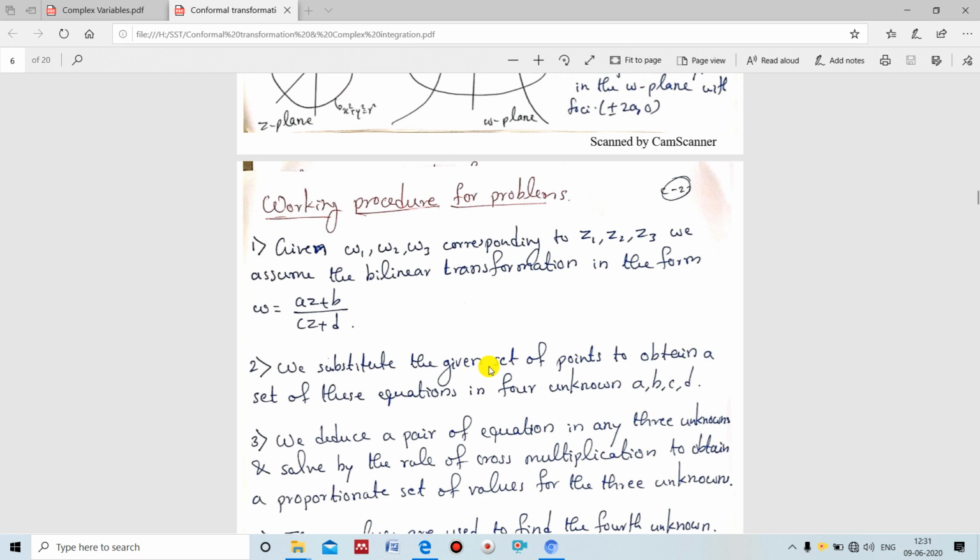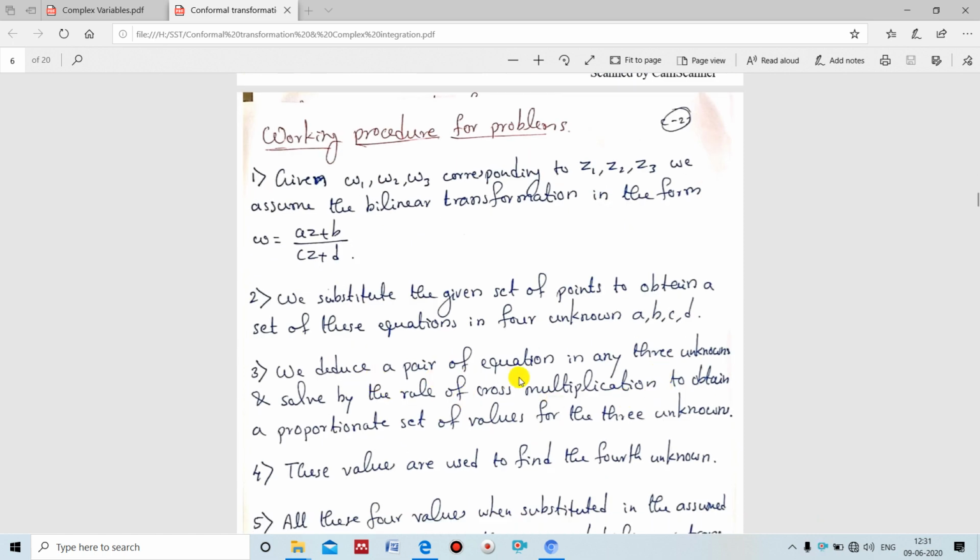Means they have given 3 points of W and 3 points of Z. We put them here, we get 3 equations in 4 unknowns A, B, C, D. This is the second step. Then we take any pair of equations containing 3 unknowns, then solve by the cross multiplication rule. Cross multiplication rule means we take any pair of equations containing the same three unknowns, then we apply the cross multiplication. You know the cross multiplication in the matrix. So to obtain the unknowns, apply the cross multiplication, we get three unknowns.